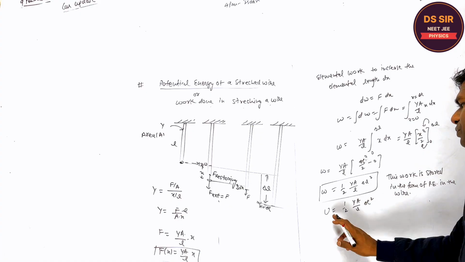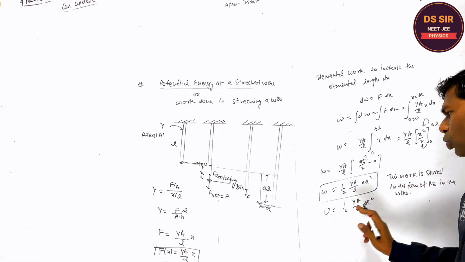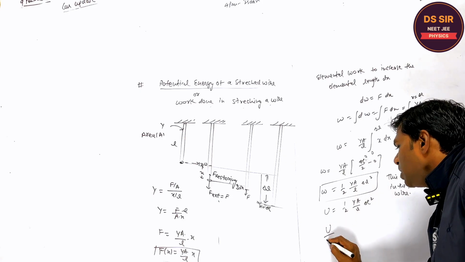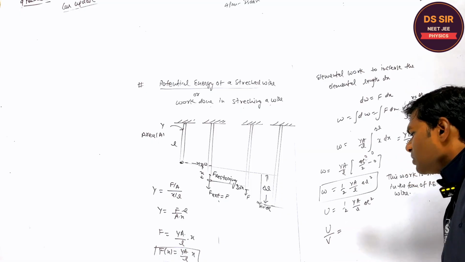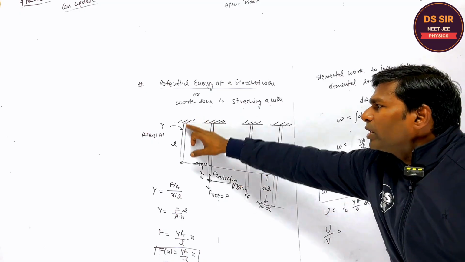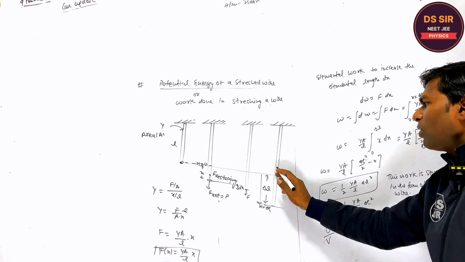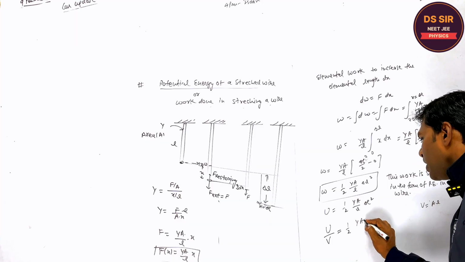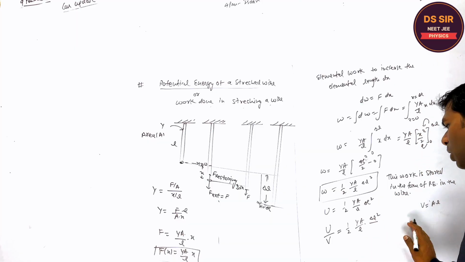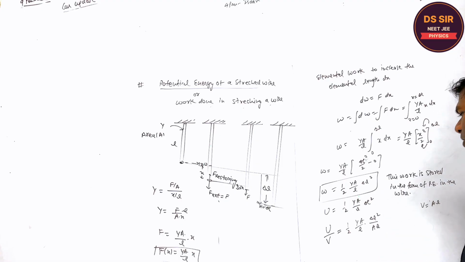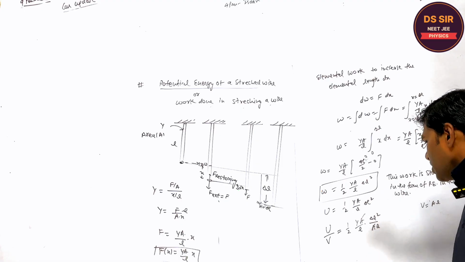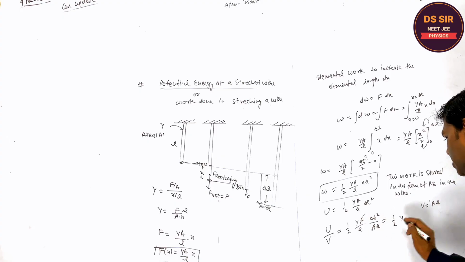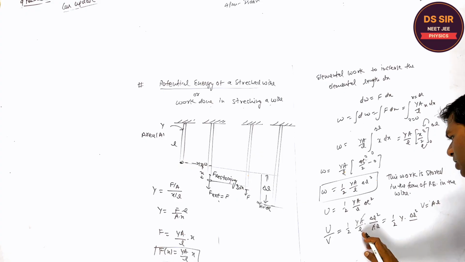Also listen to one thing: this is the total potential energy. What is the potential energy per unit volume? Whose volume is this? Because this energy is stored inside this wire. So what is the volume of the wire? The volume of the wire is A into L. So this is 1 by 2 YA upon L into delta L square, divided by the volume, which is A into L. Is it clear or not? So the area will cancel out, and it becomes 1 upon 2 Y, Young modulus, into delta L square upon L into L.